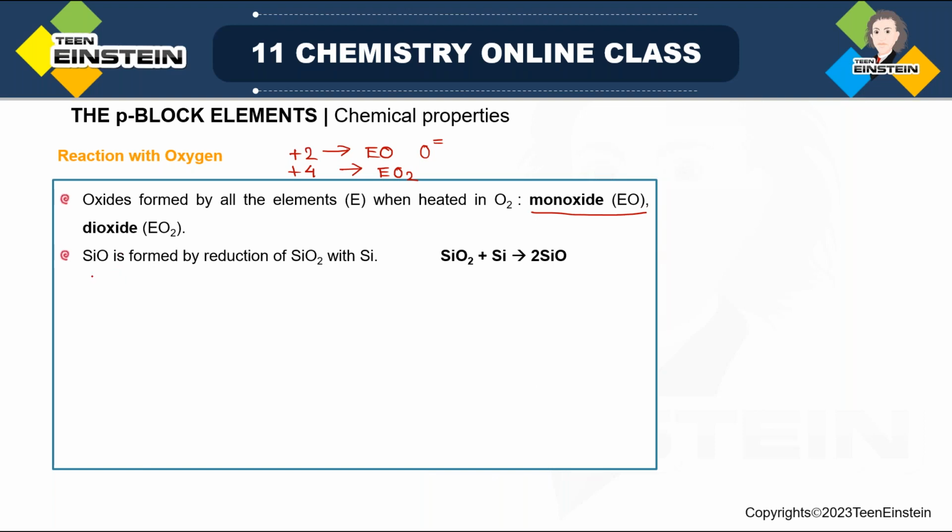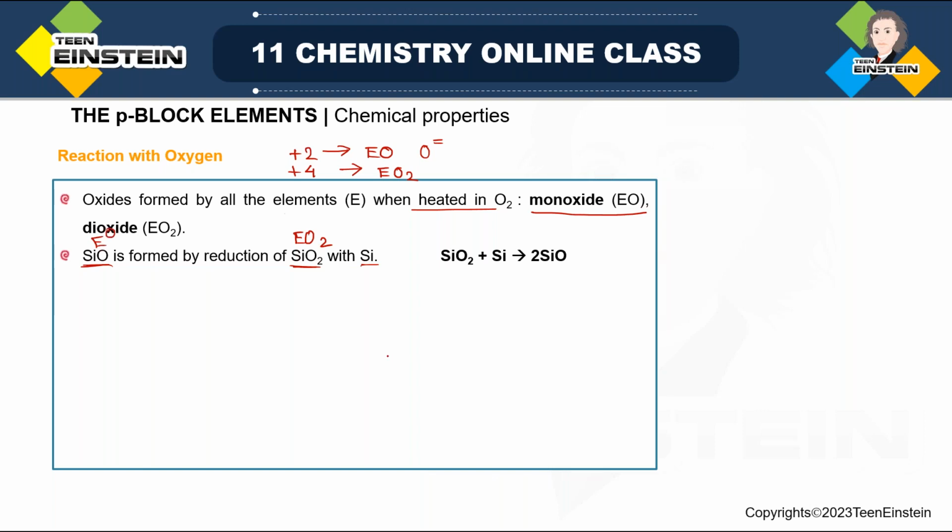Now under the EO category, that is monoxide, if you consider silicon oxide, it is formed by the reduction of SiO2 with Si. It is true that when these elements are heated with oxygen, we get EO or EO2, but for silicon oxide, that is the monoxide type, it can also be formed by reducing SiO2. So SiO2 is EO2 type.